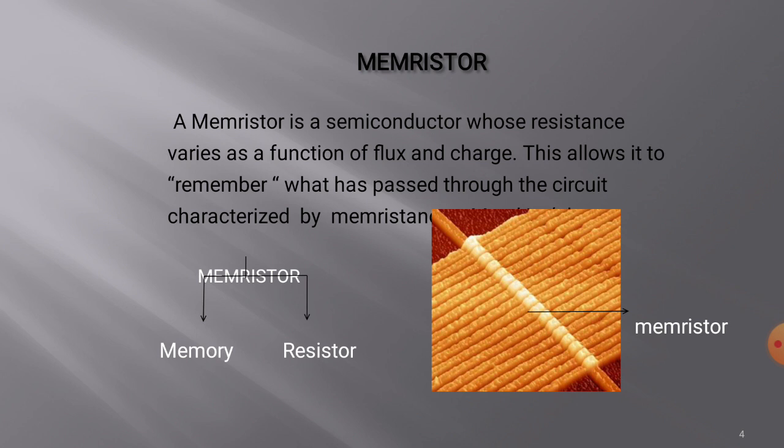Coming to the definition of memristor. Memristor is a combination of two words, that is memory and resistor. It is a semiconductor whose resistance varies as a function of flux and charge.